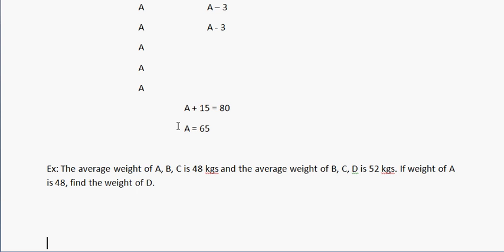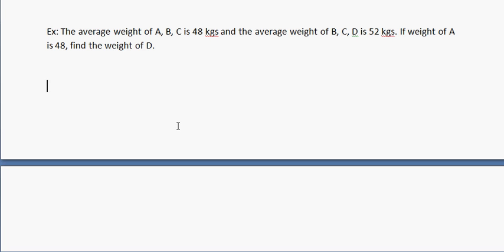Now let's go to the last question, which says the average weight of ABC is 48, average weight of BCD is 52. If A's weight is 48, what is D's weight? So it's very simple. Let's do it. Average weight of ABC is 48, which means sum of ABC's weight is 48 multiplied by 3.